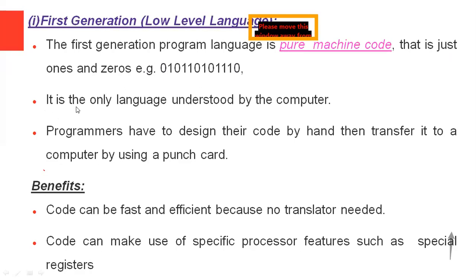Next, it is the only language understood by the computer. Until now, if we take a compiler, what does the compiler do? The given source program is converted into machine code. Why? Because the computer can understand only machine code. The English language cannot be understood by the computer. By using compilers or interpreters, we can convert the source program into machine code, and that machine code can be understood by the computer.